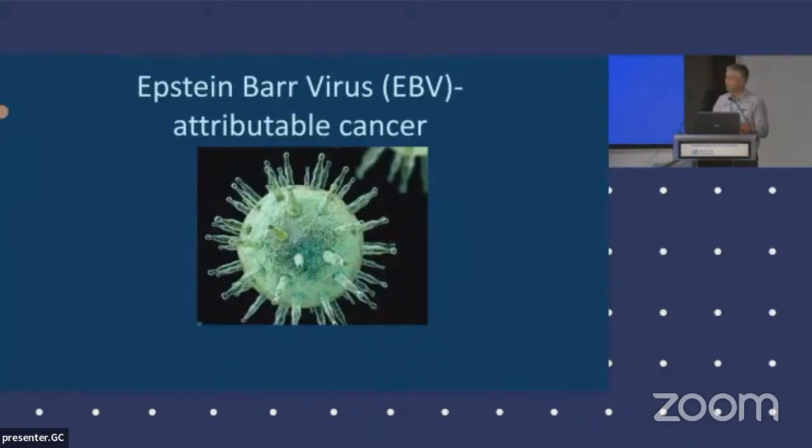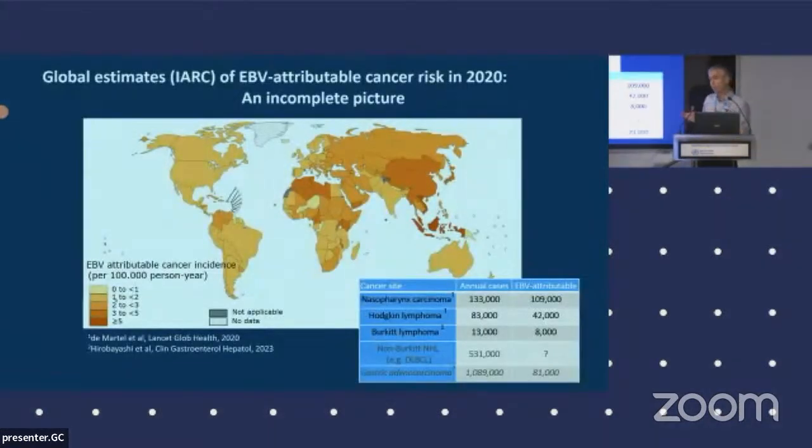And I'd like to shift to Epstein-Barr virus. So the map that we have for Epstein-Barr virus and the numbers of the amount of burden due to this virus that IARC is judging is still somewhat an incomplete picture. But you can see here that most of the incidence of cancer caused by this agent is in Southeast Asia.